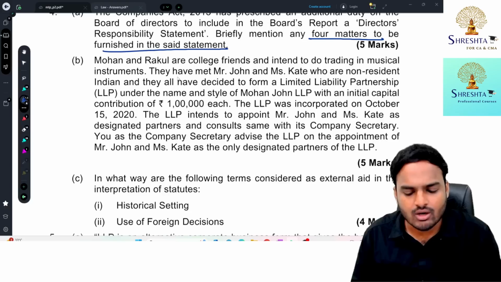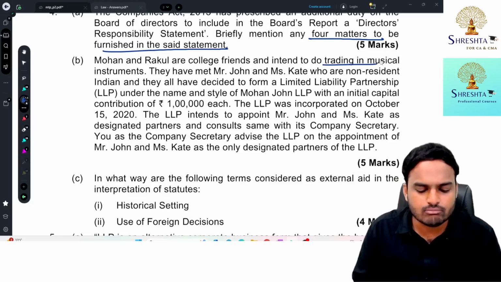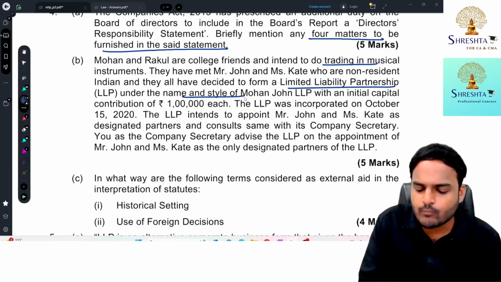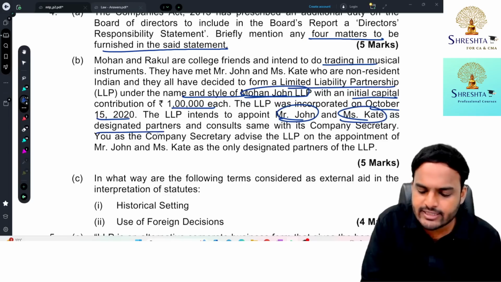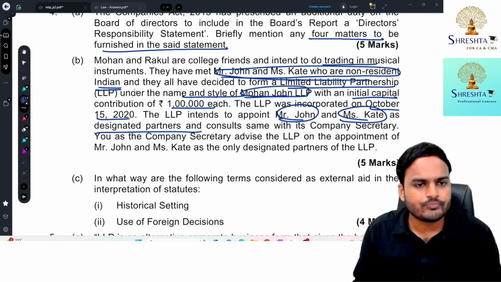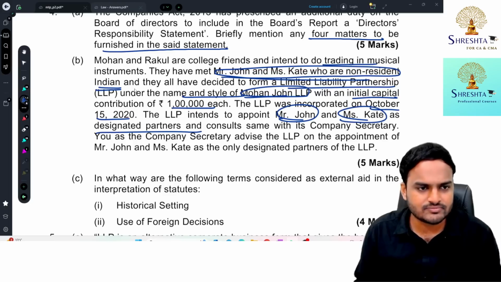Next, Mohan and Rakul are college friends and intend to do trading in musical instruments. They have met Mr. John and Miss Kate, who are non-resident Indians, and they all have decided to form LLP under the name and style of Mohan John LLP with an initial capital contribution of 1 lakh each. LLP was incorporated on October 15, 2020. LLP intends to appoint John and Kate as designated partners. But if you look at the question carefully, John and Kate are non-resident Indians.